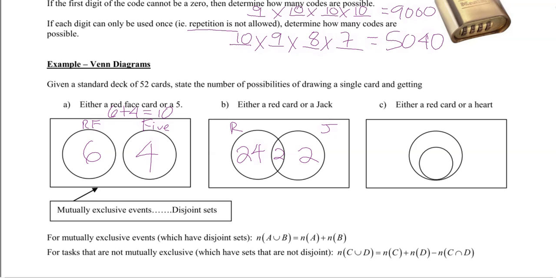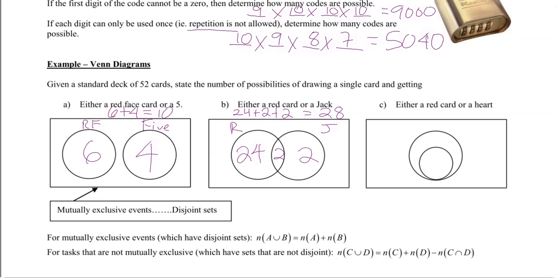So, how many ways are there of getting either a red card or a jack? 28. I know you're saying 2. So there's 24 red but not jack, there's 2 which are red jacks, and there's 2 which are jacks but not red. So the number of ways that you could draw a card out of the deck and get either a red card or a jack is 28.